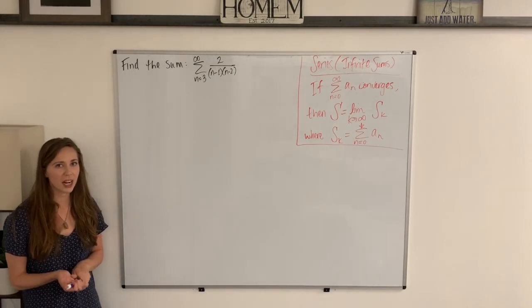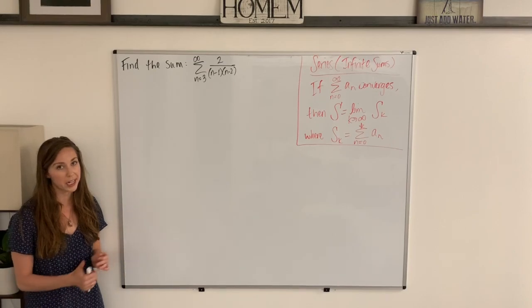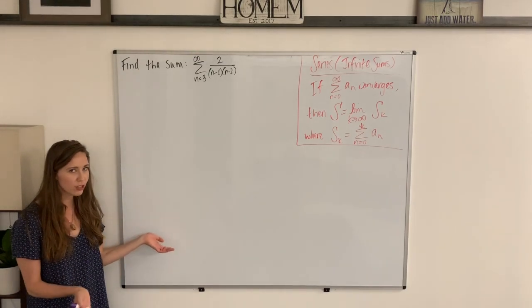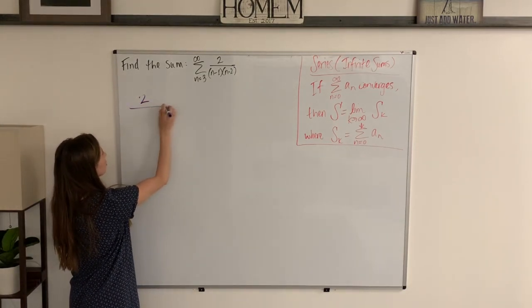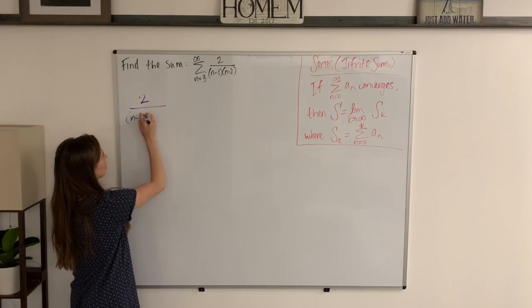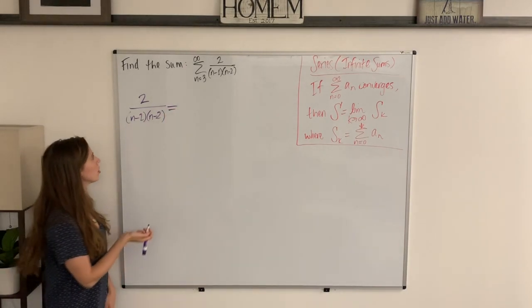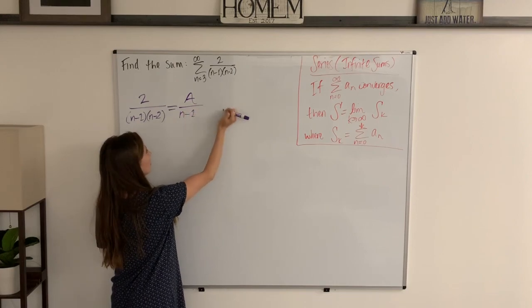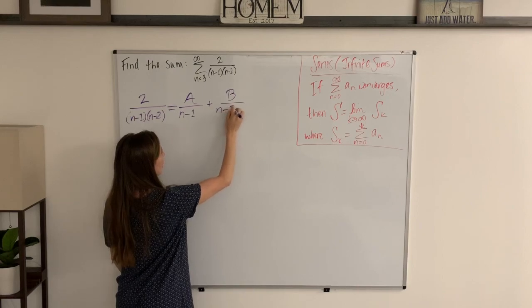So we actually need to rewrite it using something that we learned in order to integrate, but now has other applications, which is partial fraction decomposition. So we have the fraction 2 over n minus 1 times n minus 2, and we want to rewrite this as two separate fractions. So it's going to be a over n minus 1 plus b over n minus 2.